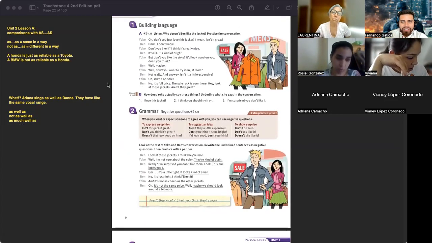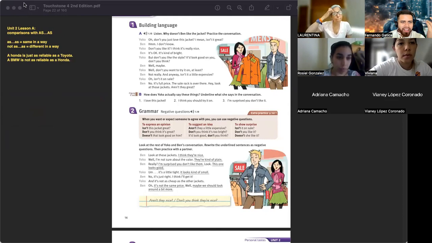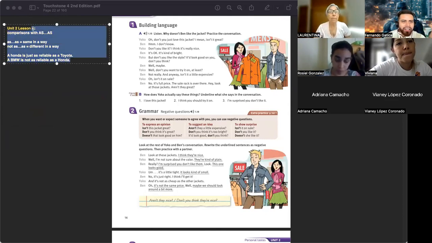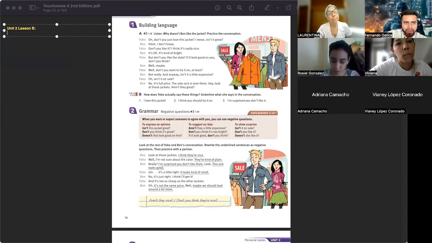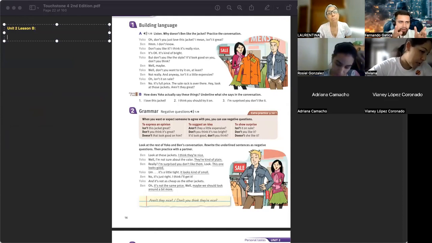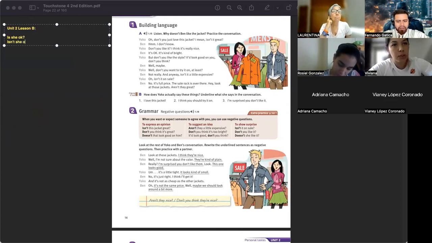Let's go to exercise B. In exercise B, we saw negative questions. There are not going to be any on the test because negative questions are really easy. But let me just give you a little review on this. Negative questions. If a question begins with a verb, just make the first verb negative. Is she okay? Isn't she okay? Does she like ice cream? Doesn't she like ice cream?